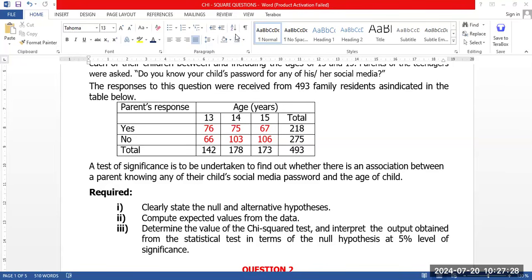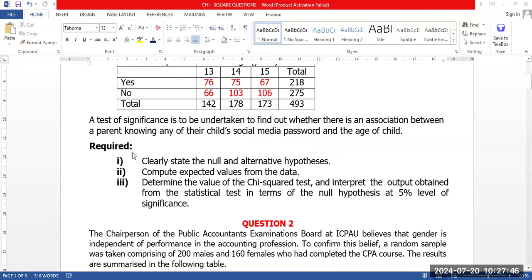Okay? Are you all clear about the stated hypothesis? Are you all fine? Perfect. So we are done with Roman 1. Now we go to Roman 2.